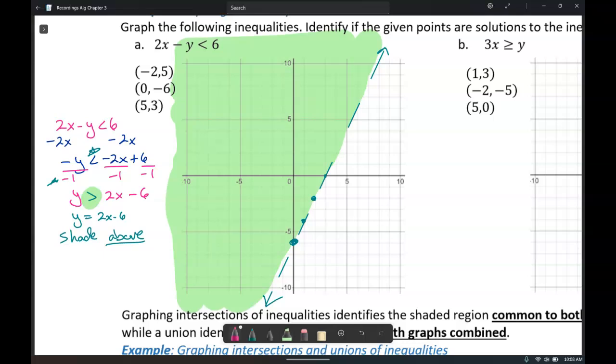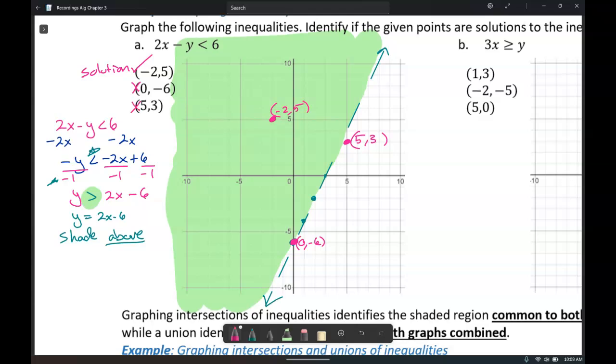Now let's go ahead and check each of these points. So we'll go ahead and plot them. Negative 2, 5, 0, negative 6, and 5, 3. Negative 2, 5 is inside the shaded region, so it is a solution. 0, negative 6, while it is on the line, because the line is dotted, we know it is not a solution. And 5, 3 is outside of our shaded region, so it is not a solution.